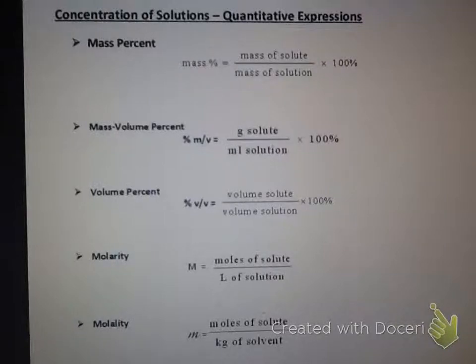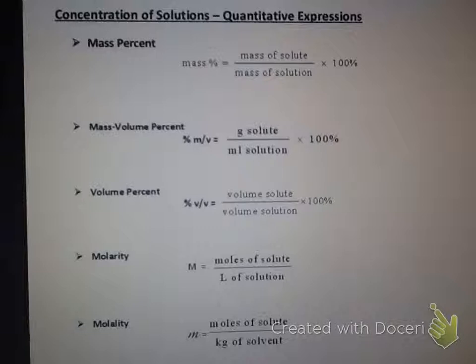Alright, we're in chapter 14 talking about solutions, and we've talked kind of abstractly about the concentrations of solutions. We've used three different terms: saturated, unsaturated, and supersaturated. However, chemists like to know quantitatively, not qualitatively, what the concentrations of solutions that they have are. Meaning they want to know numerically how much solute is dissolved in that solution or in that solvent.